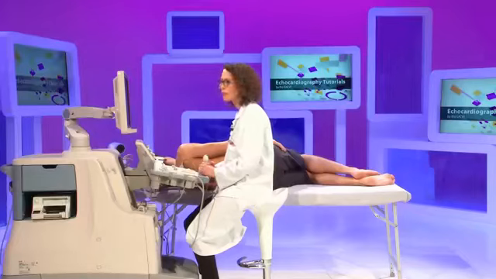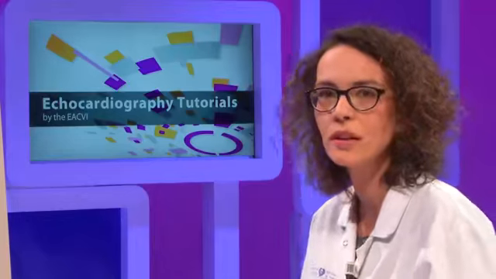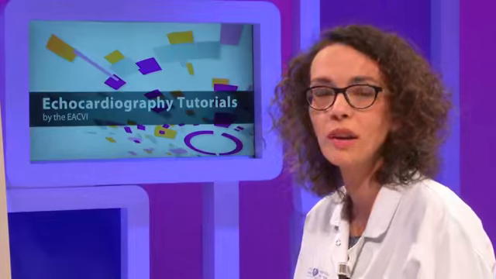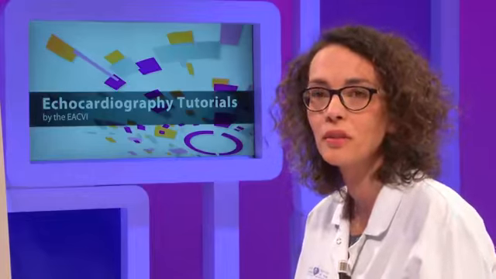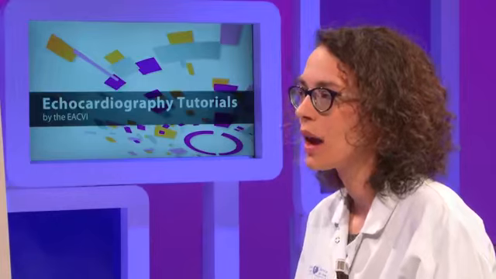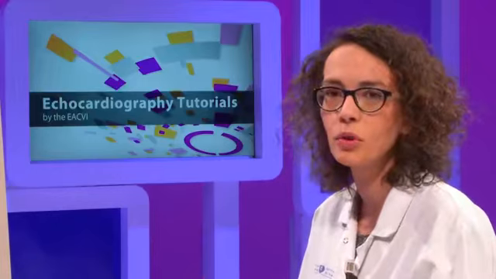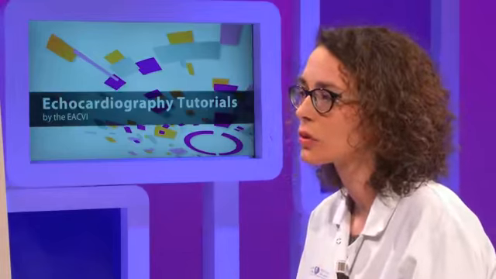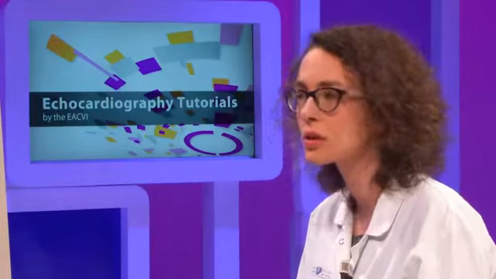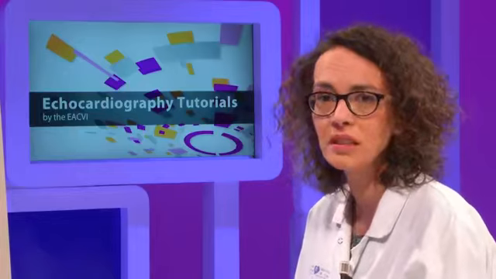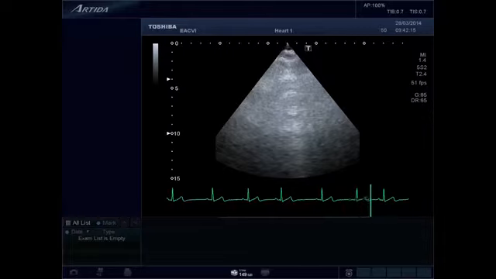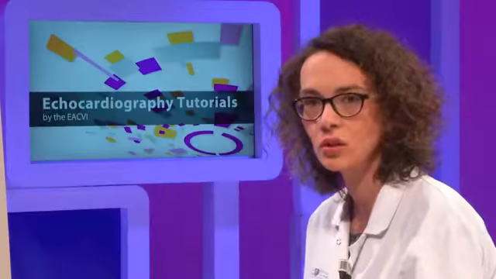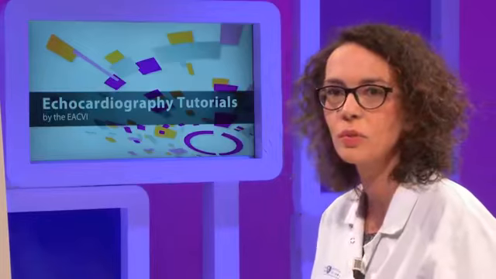So we will start by checking and recording the height and the weight of the patient in order to be able to do an indexation of the parameters that need indexation. And I will take the blood pressure before the exam in order to be able to evaluate the afterload of the left ventricle before starting. And of course I need a beautiful ECG recording during all the exam, and to start the patient in the left lateral decubitus position.